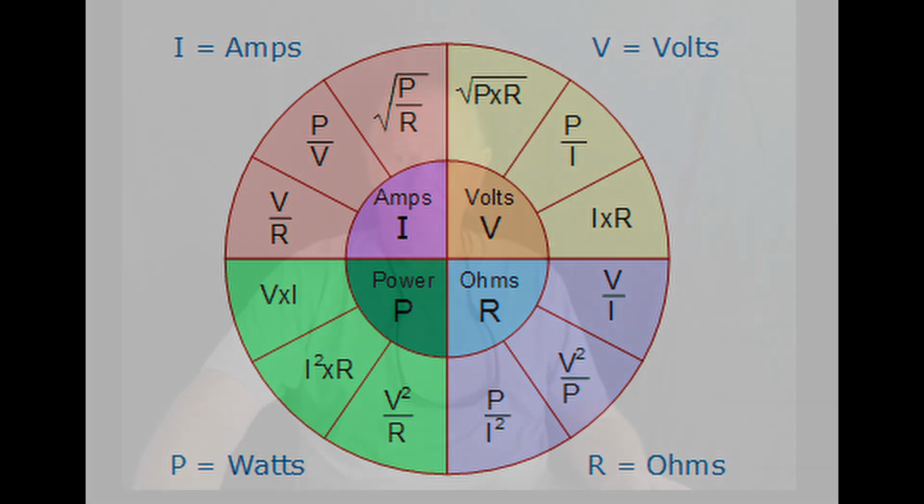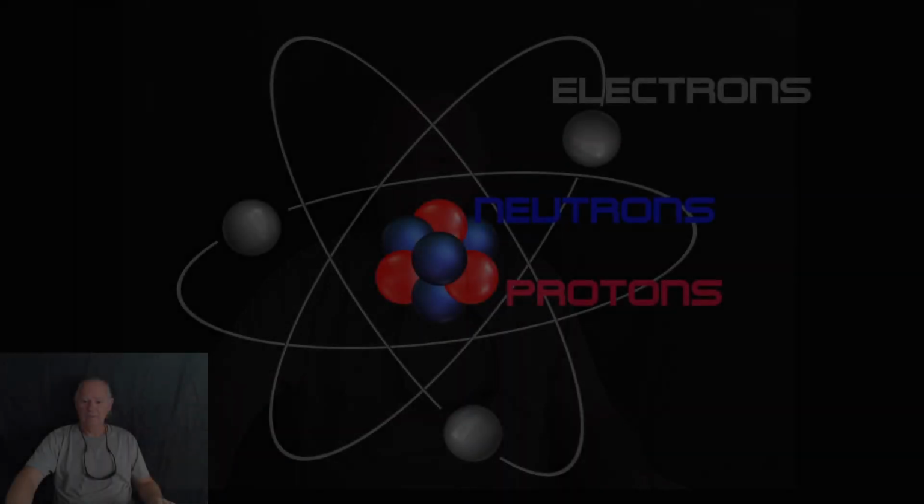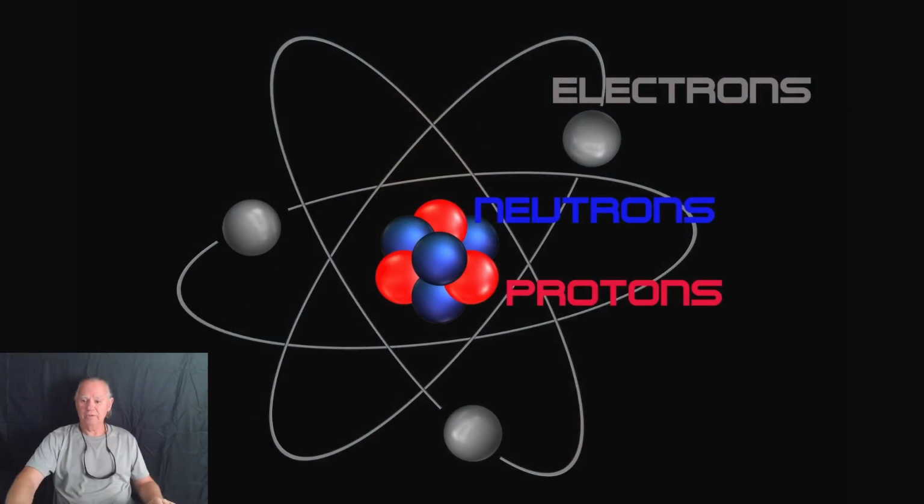Let's start with a quick review of the last lesson. It was about atoms. We're going to give a quick review. Atoms have a nucleus, and then they have electrons that orbit the nucleus. The protons have a positive charge, the neutrons have a neutral charge, and the electrons have a negative charge. And by pushing these electrons out and through a conductor is how we produce electricity.